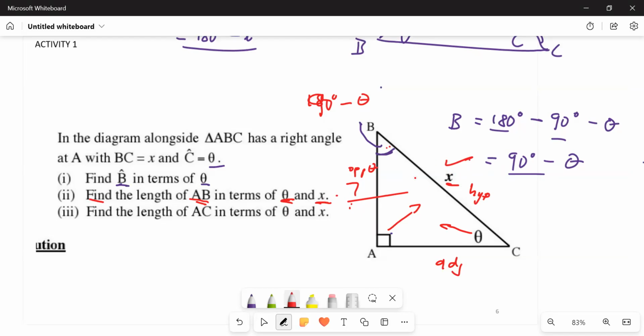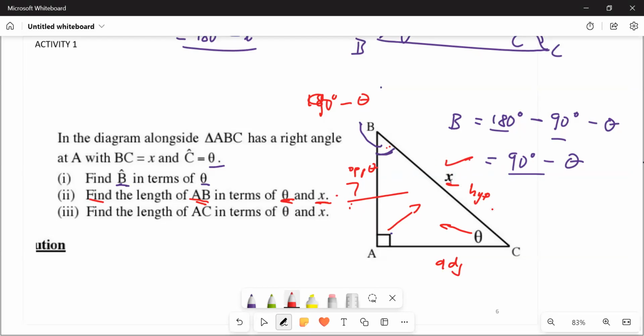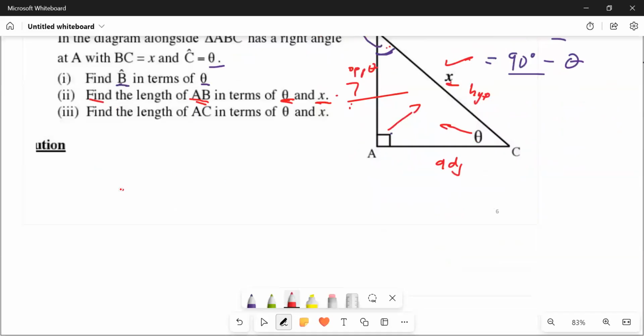So which trig ratio seems to have opposite and hypotenuse? The sine again. So we're going to say the sine of theta is going to be equal to AB, which is opposite, all over the hypotenuse side. What is the hypotenuse side? It's x. So what is going to be AP then? I want AP, so cross multiply. So x sine of theta is going to be equal to AP.